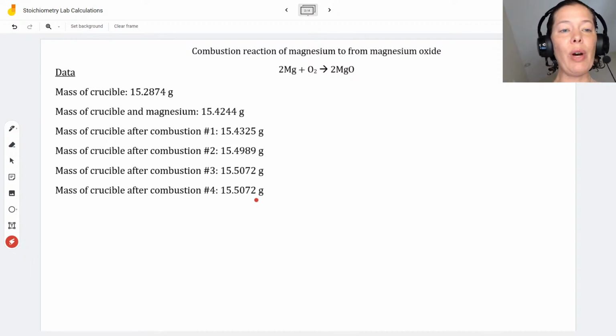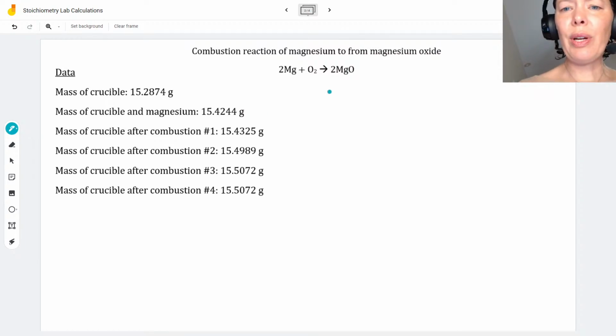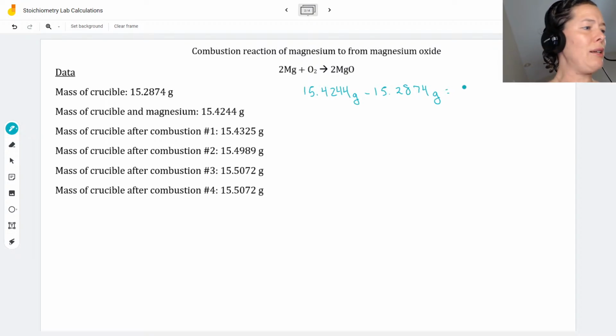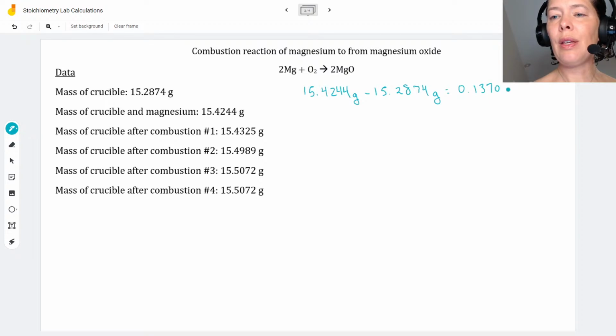So the first thing that I want to do is I want to calculate what the mass of my magnesium is. So you can see I've got my crucible and my crucible plus my magnesium. So my first calculation is going to be subtracting these 2 numbers to get just the mass of my magnesium. Okay, so this is going to be just a simple subtraction. So this is my mass of my crucible and my magnesium. I'm going to subtract out the mass of my crucible, and this will give me the mass of just my magnesium. Okay, so I have done that calculation. And this is my grams of magnesium.